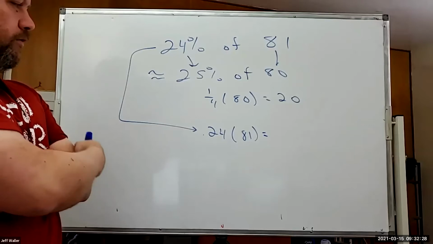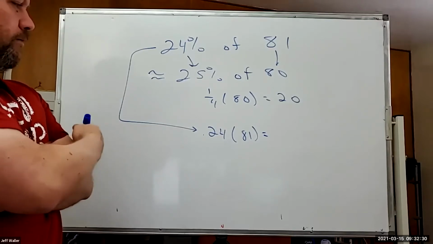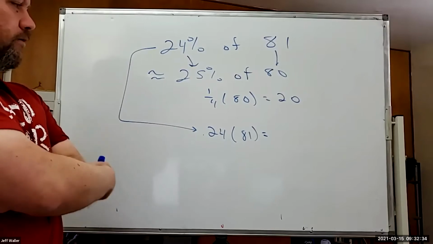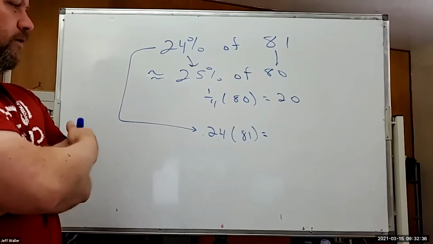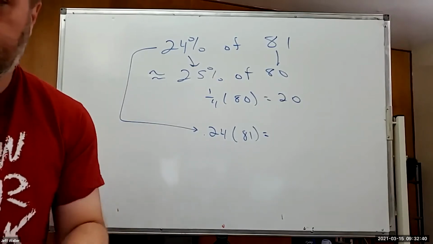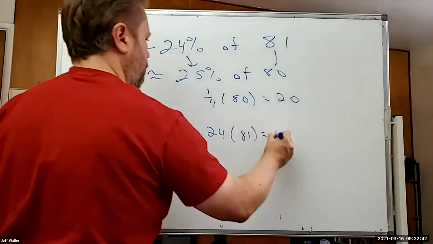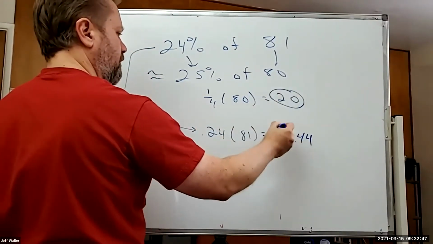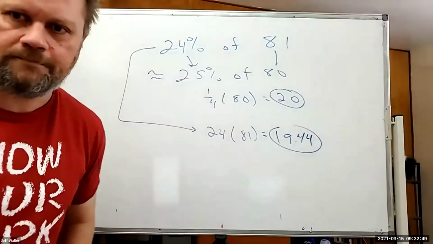So 20.25, 0.01, 0.81, 19.44. No, I don't know what that is. Is it 19.44? Neat. Good job, Jeff. So, I mean, we got 20 for our estimation. It's actually 19.44. That's pretty good.